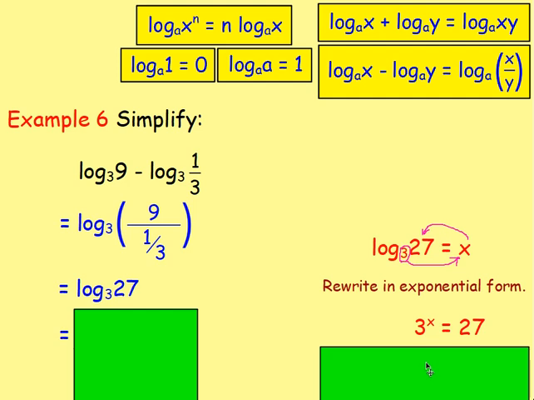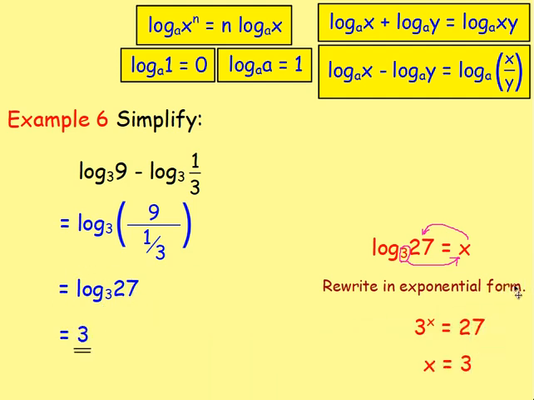After that, 3 to the power of what is 27? Good, it's going to be 3. Therefore, you know log base 3 of 27 is going to be equal to 3. So you can go back over here and say that's equal to 3. And that will be your answer.